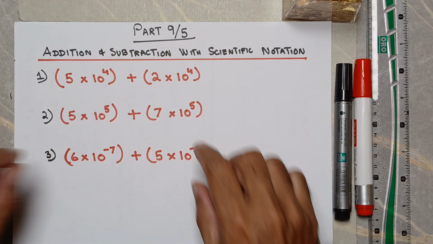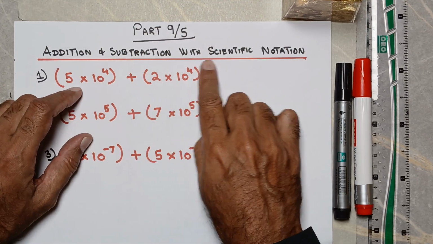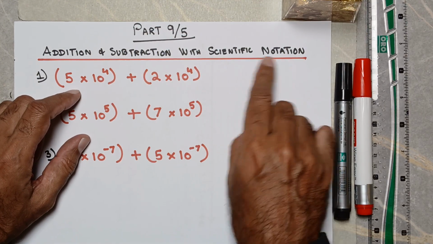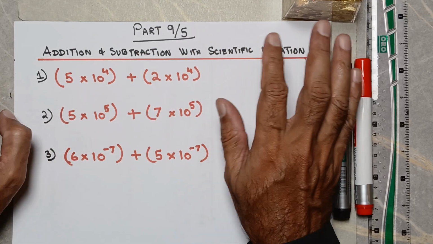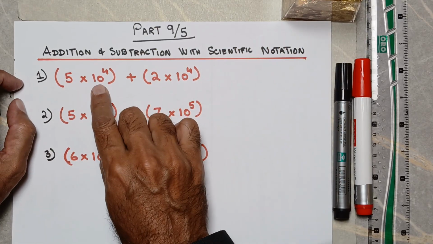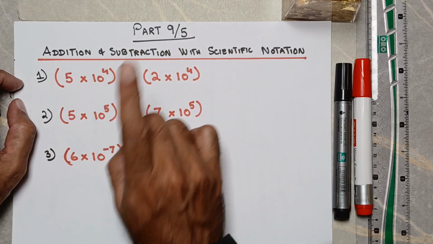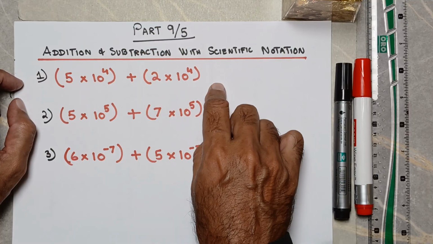Today is part 9 slash 5: addition and subtraction with scientific notation. While solving such questions, always remember our very first basic step is to look at the power of the exponents. If they are the same, simply add the coefficients.